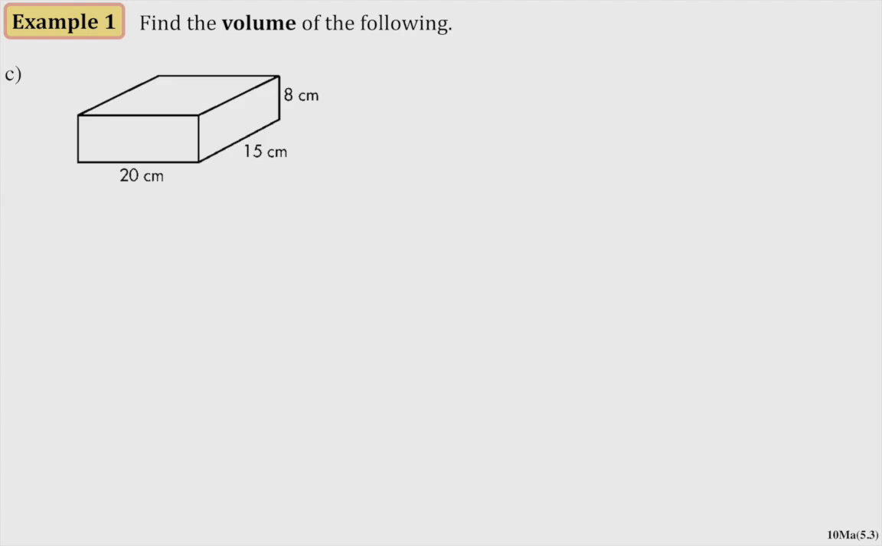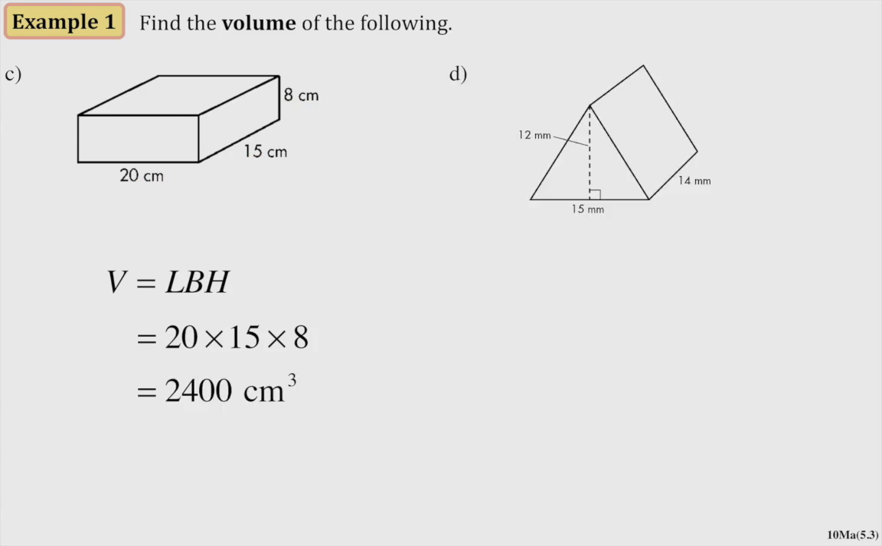Part C, the volume of this particular rectangular prism. Well, LBH, doesn't matter which ones, that could be length, that could be breadth, that could be height, or any other order. You just times 3 numbers together and you get your answer, where the volume is 2,400 cubic centimeters.